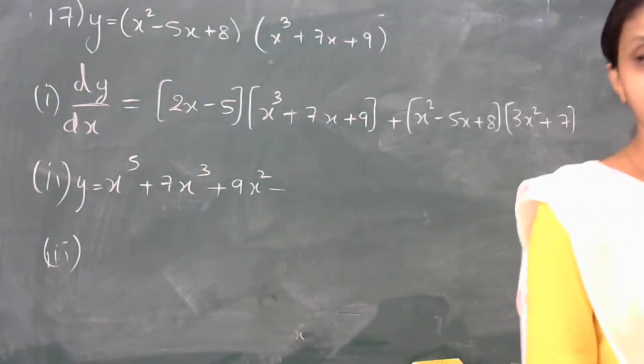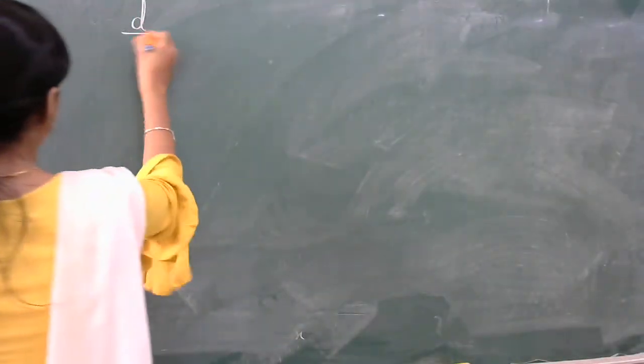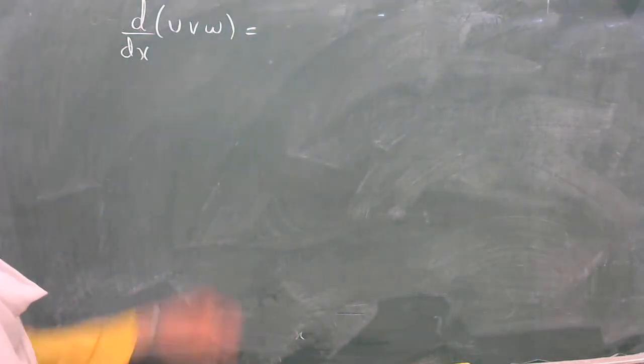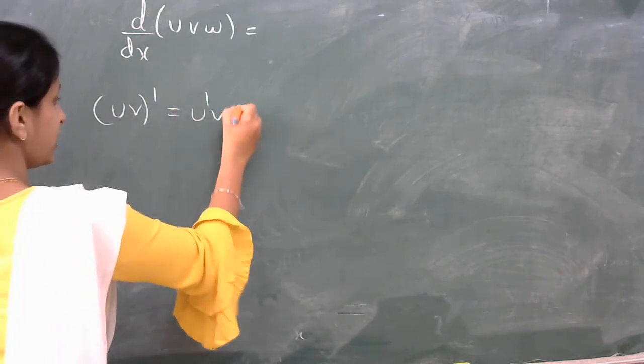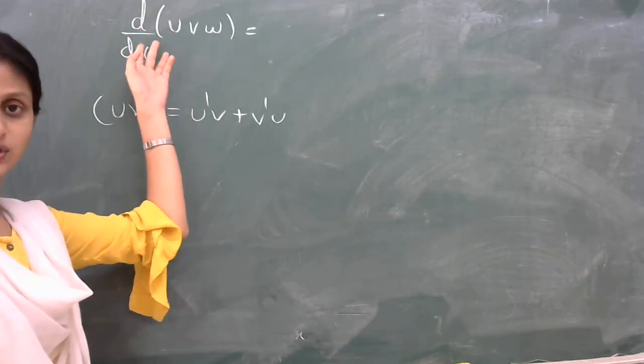Now last question, 18th. Question. If u, v and w are functions of x, then show that. See students, they have asked us to show that in 2 ways. First, by repeated application of product rule, and second by logarithmic differentiation. d by dx of u v w. See, already we have done such an example. We know how to find the derivative of the product of 2 functions, u dash v plus v dash u, right? Here they are asking us to find the product of 3 functions, right?